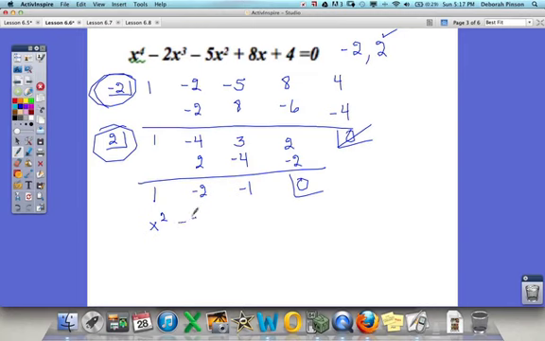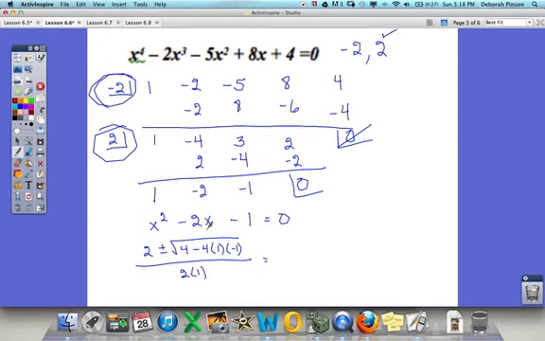So x squared minus 2x minus 1. And I'll factor or quadratic formula to find my last answer. Now, I don't think factoring will work here, so I'll do quadratic formula. So negative b plus or minus the square root of b squared minus 4ac all over 2a.